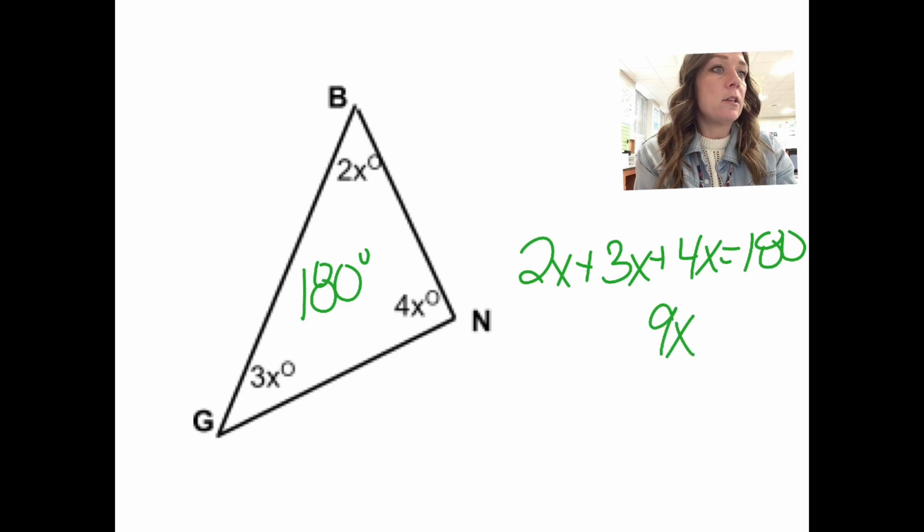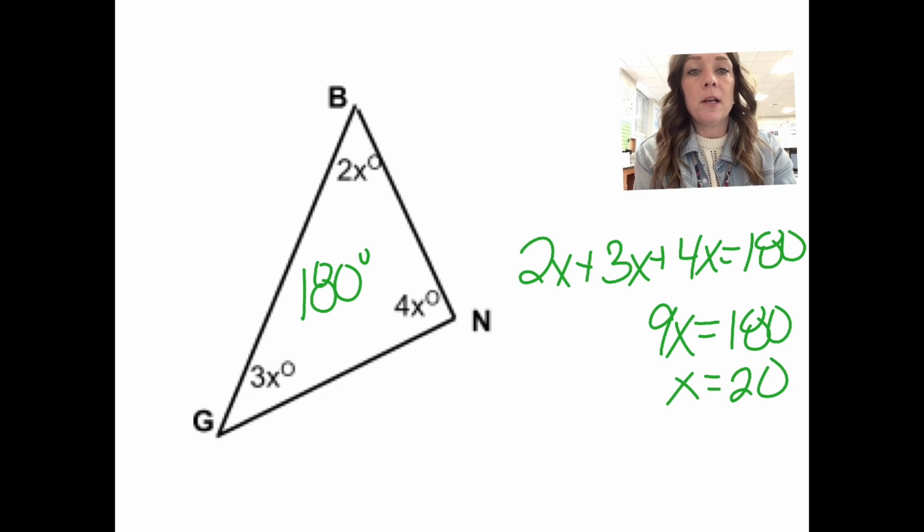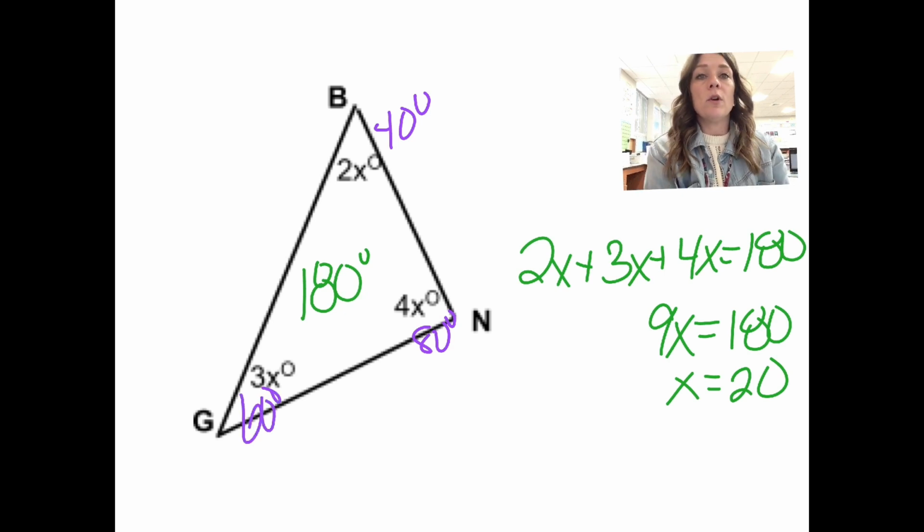That's 9x equals 180, so x equals 20. And so you'd plug that back in and figure out that this is a 40 degree angle, this is an 80 degree angle, and this is a 60 degree angle. And so once you solve for x and plug it back in to find the angle measures, then you can specifically find the side lengths because your answer should be about your side lengths.